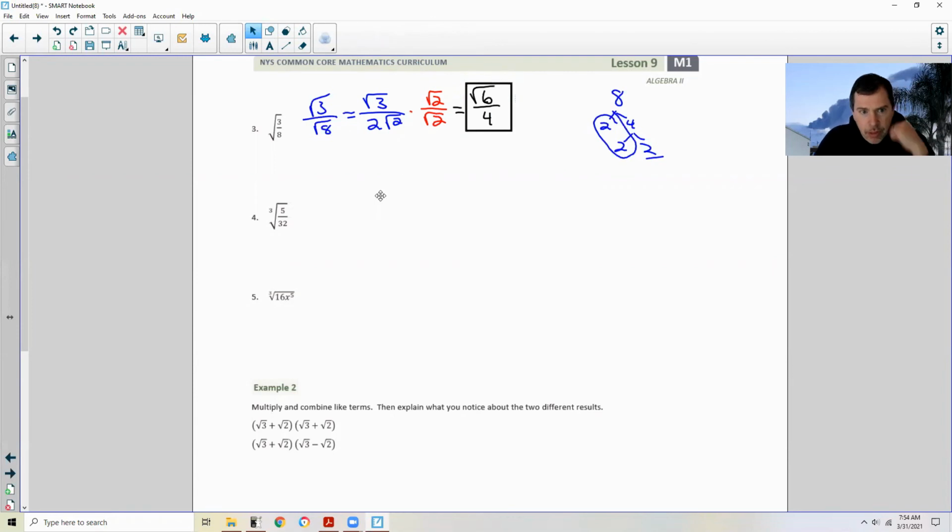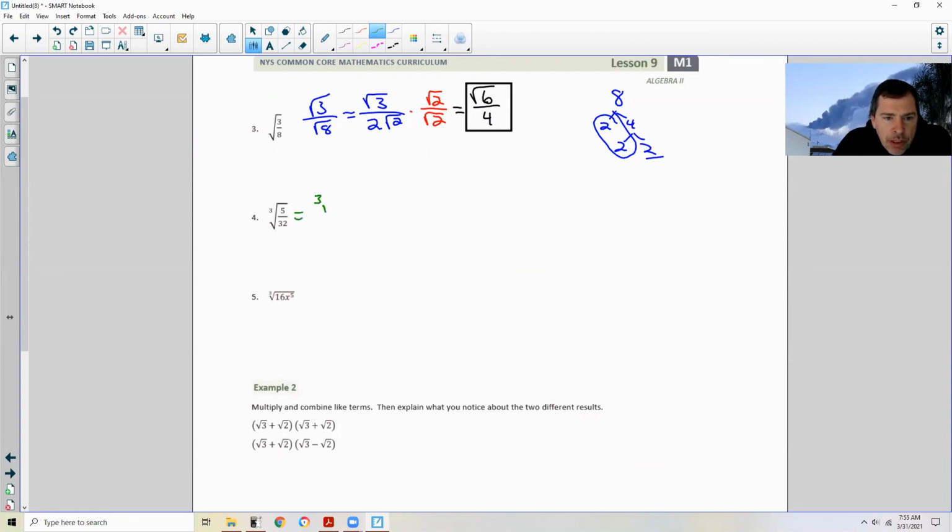Okay. Now number 4, it's a cube root. We need to be careful. Cube roots, what does a cube root mean? It's a number times itself 3 times, not 2 times. So we don't want a perfect square underneath, we want a perfect cube. When we multiplied radical 2 times radical 2, we got radical 4, which is 2. That was a perfect square. We want perfect cubes this time, so we need to be careful.